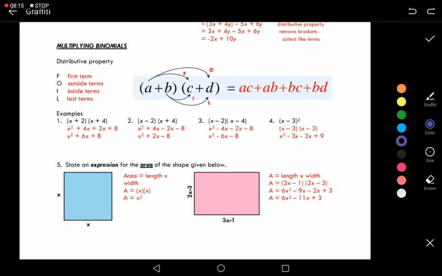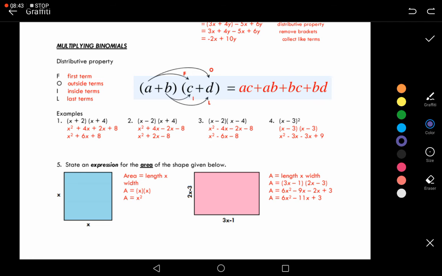Now let's move on to multiplying binomials. Okay, so when we're multiplying binomials, remember that means there's two terms in both. Okay, so we are going to use what we call the distributive property. And again, like I said, this should really all be review. Okay, so the distributive property, a way for us to remember how to use it, and I'm sure you've heard this before, is that term FOIL.